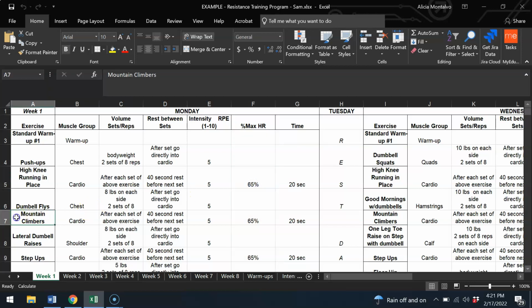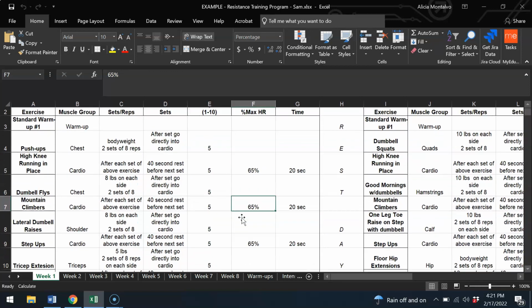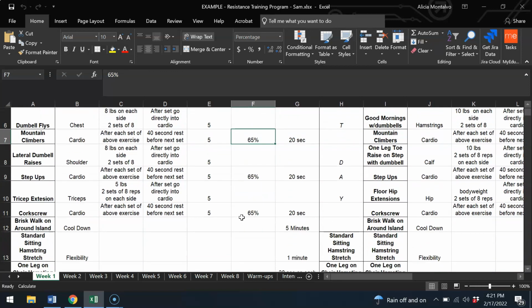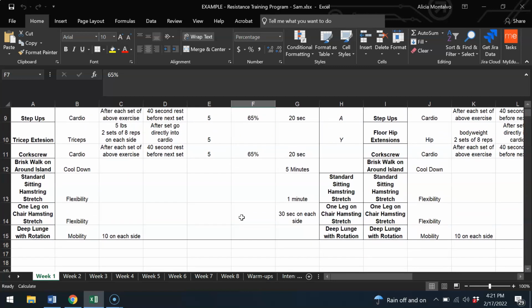And this is insane to me. Doing mountain climbers at 65%, that's not even physically possible. I would die if I did. How do you do mountain climbers at 65%? I cannot. I go too ham. Okay.